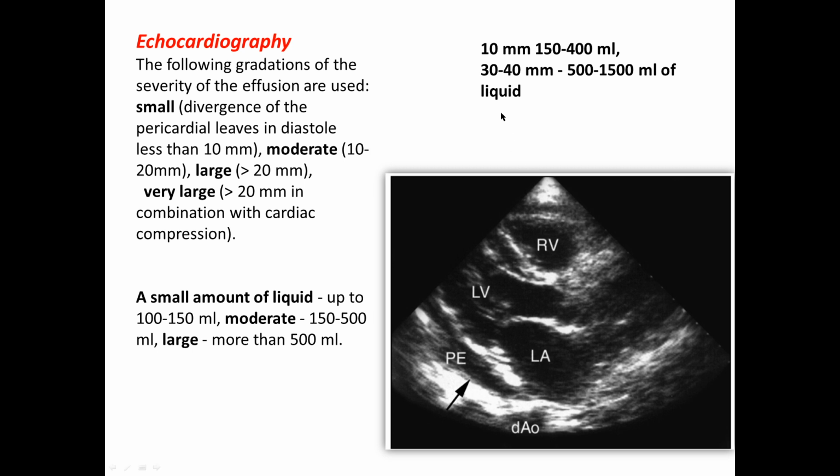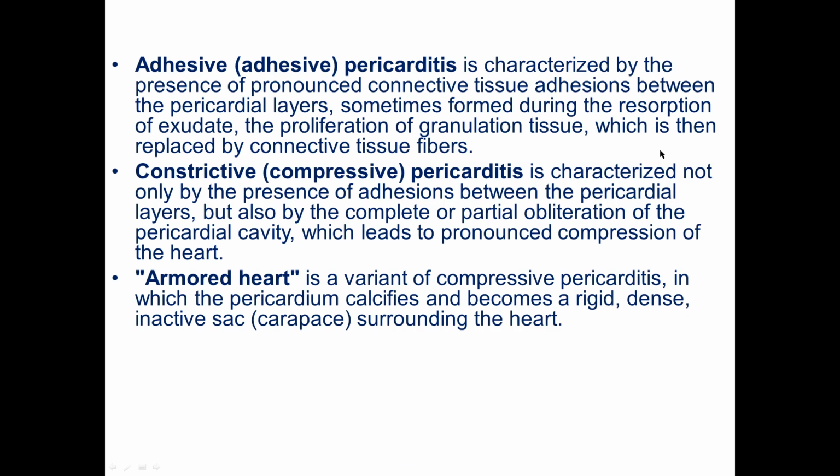For example, 10 millimeters of divergence of pericardial leaves may be formed during accumulation of fluid of 150 to 400 milliliters, and if you have 3 to 4 centimeters displacement, it means about 500 to 1.5 liters of liquid accumulation.